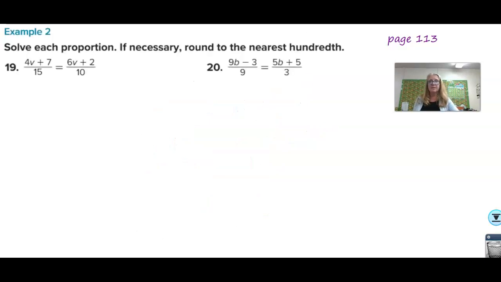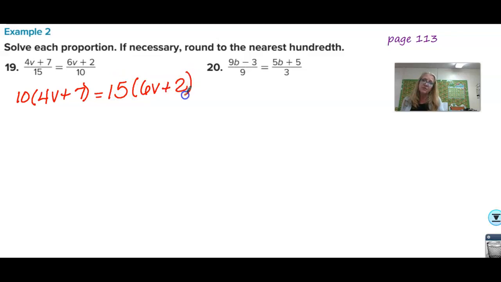Then we got to examples that had more than one variable. Let's look at number 19. We're going to cross multiply, so we're going to have 10 being multiplied with 4v plus 7 equals 15 times 6v plus 2. 10 times 4v is 40v plus 70 equals 15 times 6 is, I think it's 90, but you should always check. It's 90.